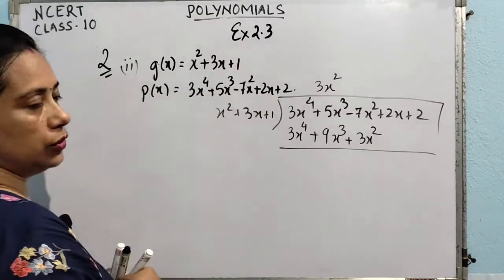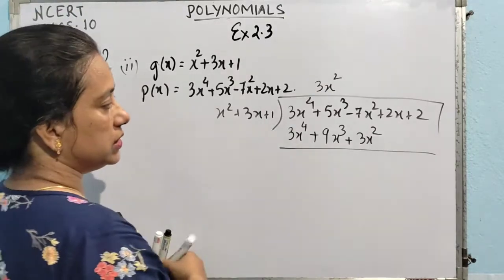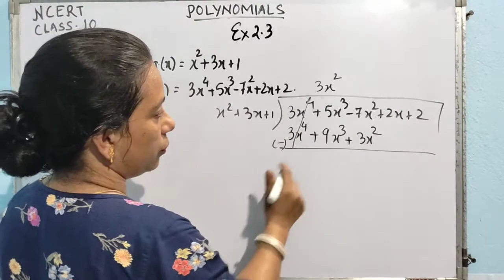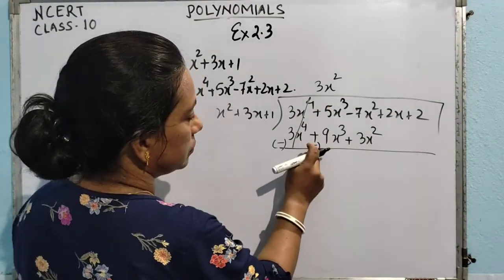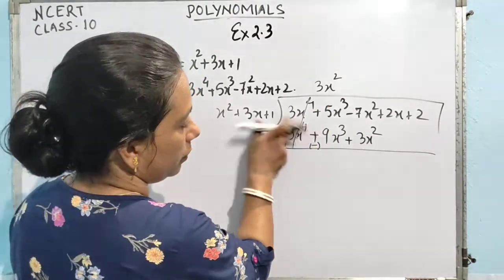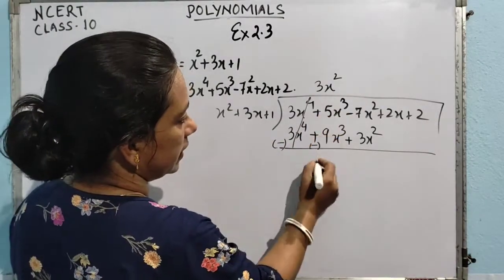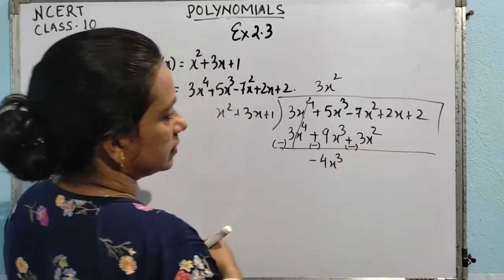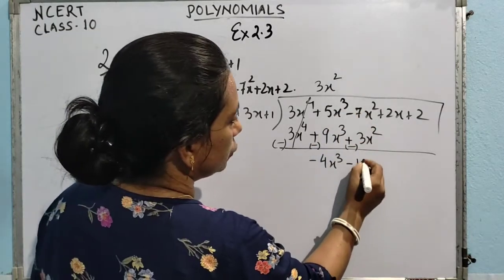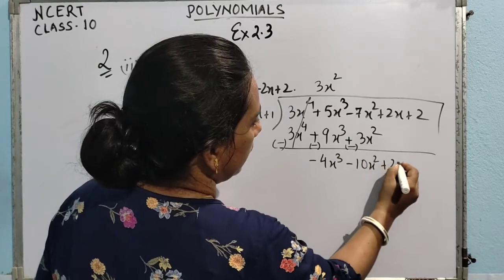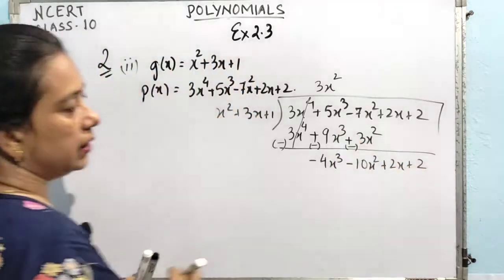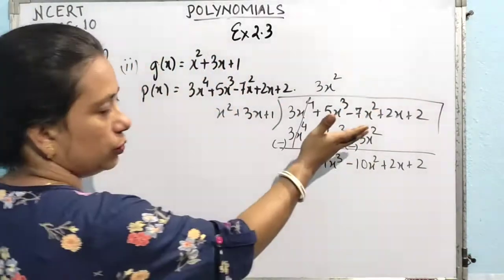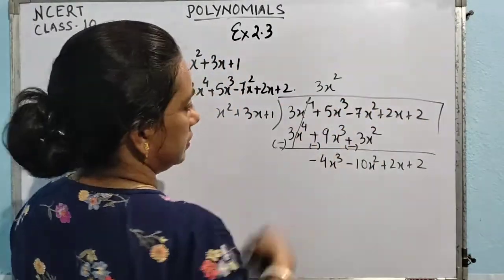Now we have to go for the just opposite sign, okay, minus. So this cancel, 3x to the power 4 minus 3x to the power 4. Now here it is plus, we have to consider minus here. So forget about this sign. So plus 5 minus 9 gives you minus 4 x cube. Here again it is plus, means we have to give minus. Minus 7 minus 3 gives you minus 10 x square, and plus 2x and plus 2 will be coming as it is because they are in this position, okay. There will be no change in the sign of these terms.